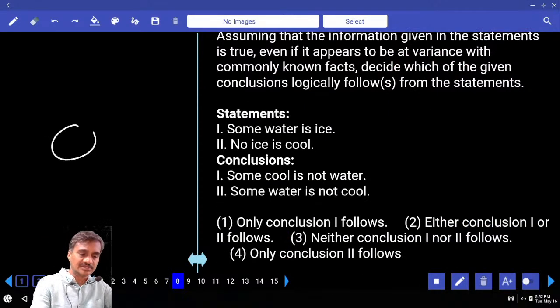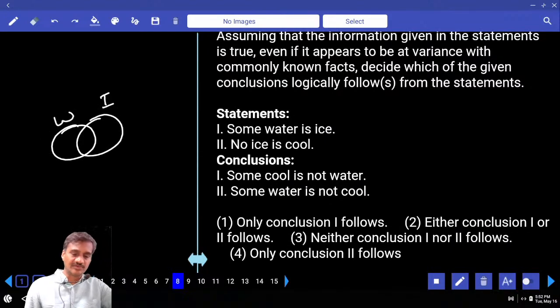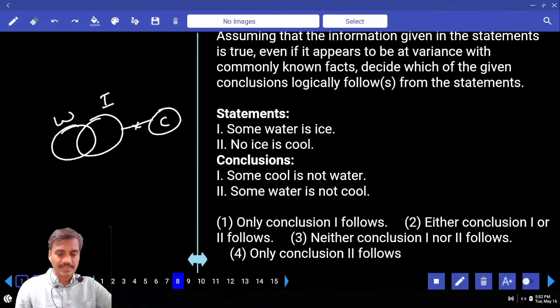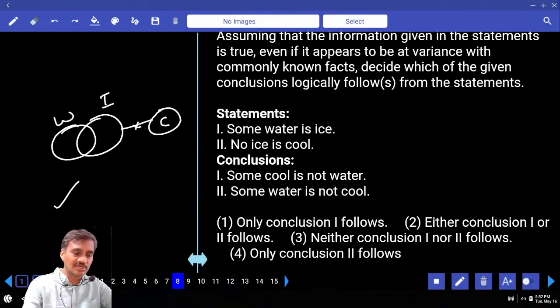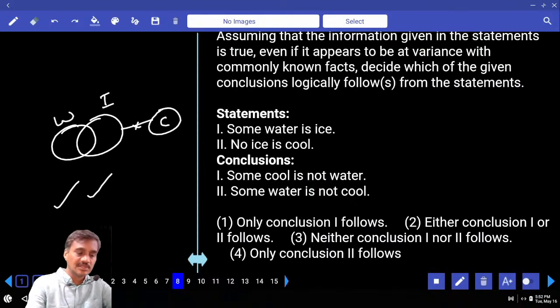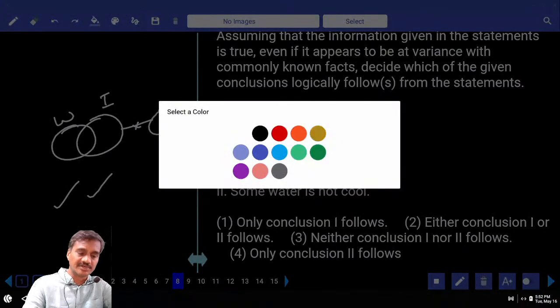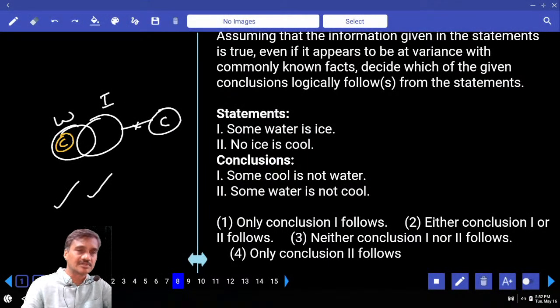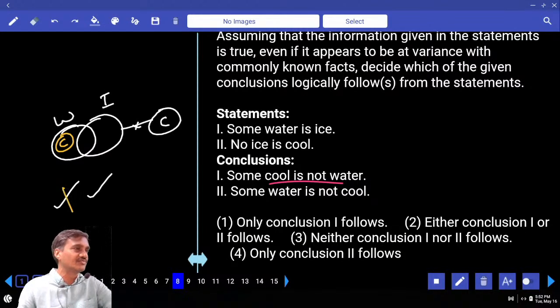Some water is ice. Water and ice. And in the same way, no ice is cool. No intersection between ice and cool. And some cool is not water, definitely true. Some water is not cool, that is also true. Now both these two are negative conclusions. To make this one false, we need to prove all cool is water. This entire cool is a part of this water. Is it possible to draw cool like this or not? Hence all cool is water is possible, so some cool is not water will become false.